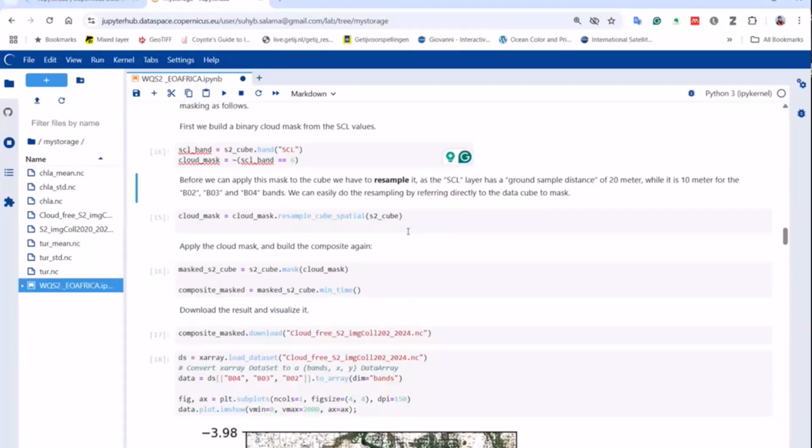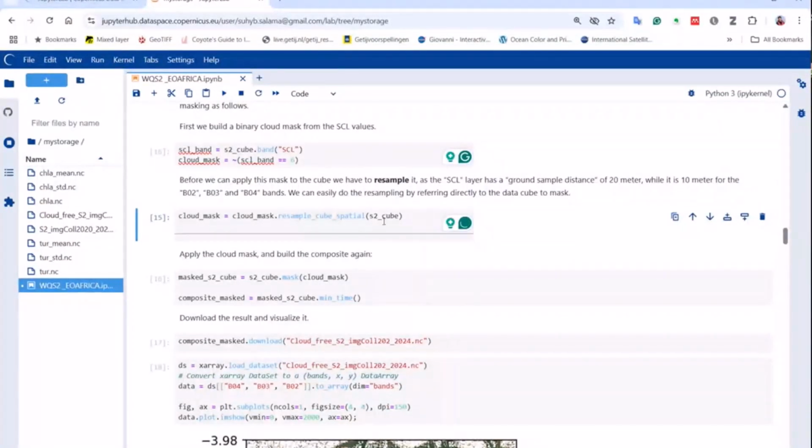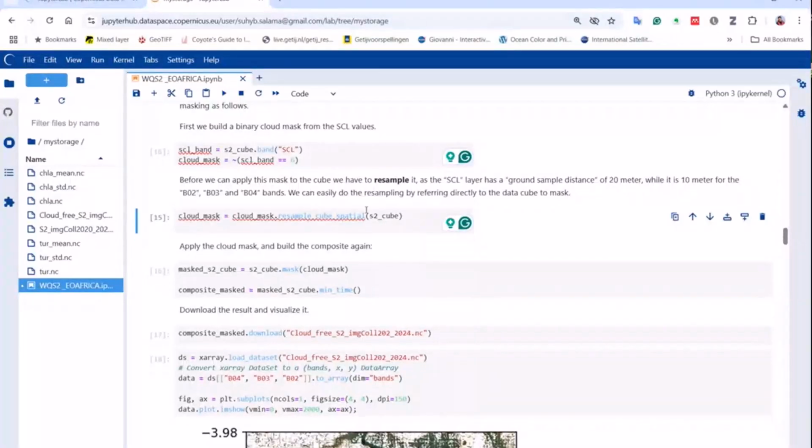You also have to watch out that this mask should be resampled to your original sampling. So if you choose, for instance, 60 meter, then you have to resample to 60. If you choose 10, you have to resample to 10. But what is very easy, you take the cube that you have resampled here, and you resample the mask to it, regardless. You don't have to repeat the same thing.